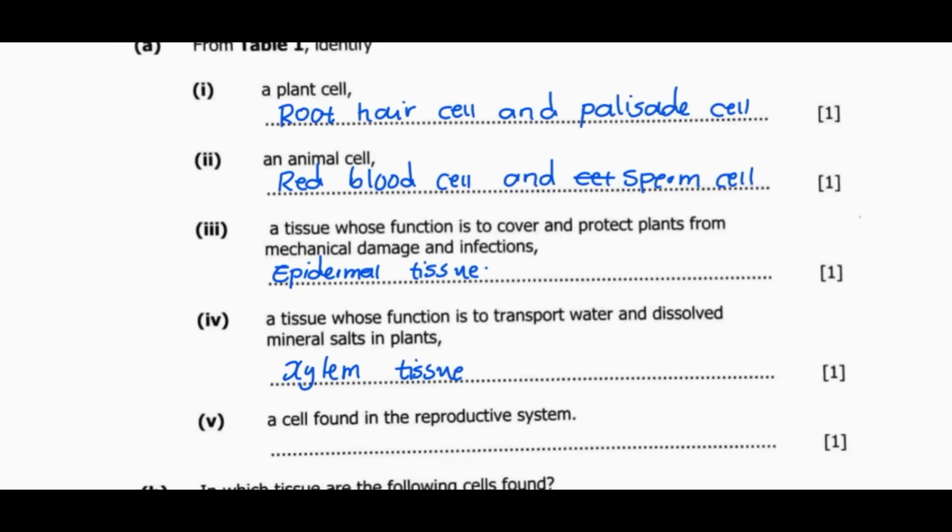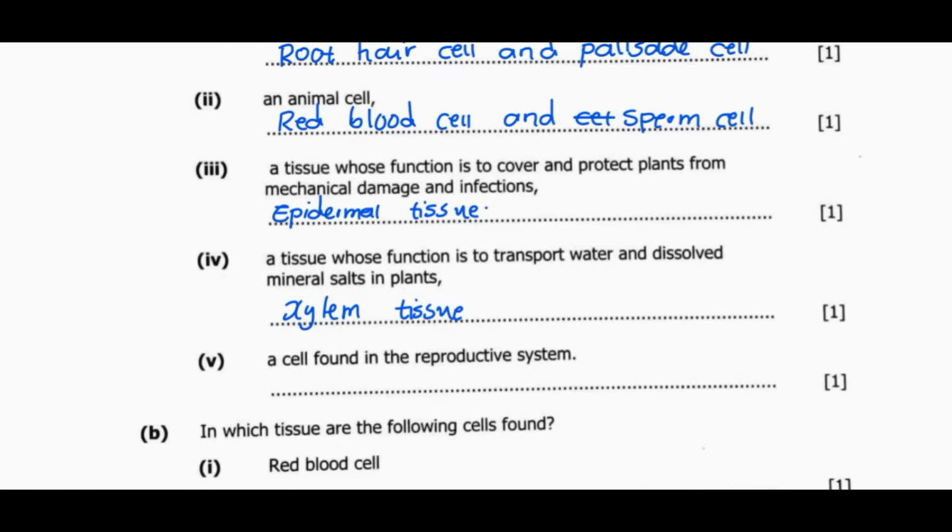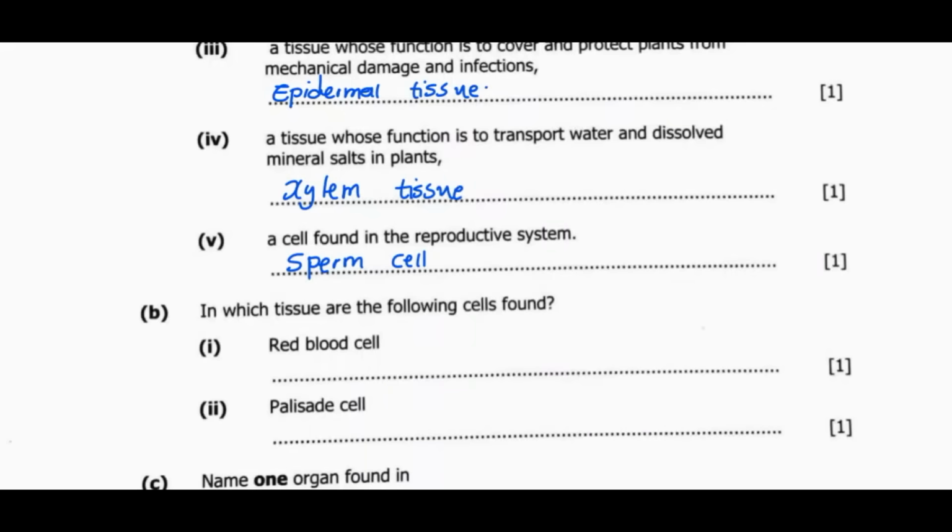Then let's move on to question 5. A cell found in the reproductive system. So from our table, we know that we are dealing with a sperm cell. Then let's move on to question B.